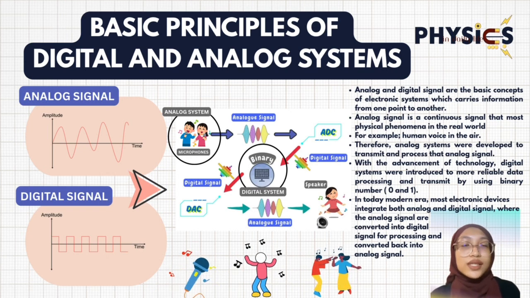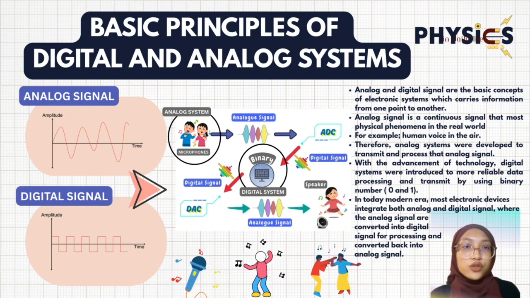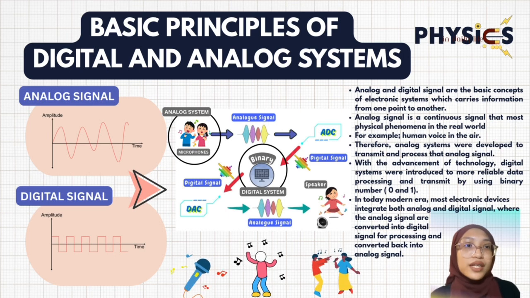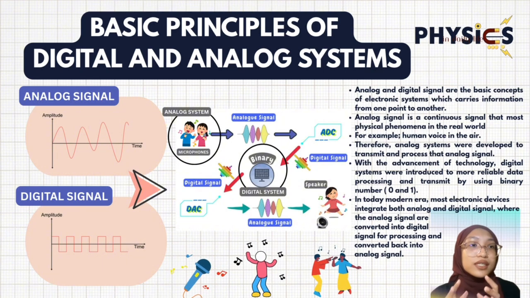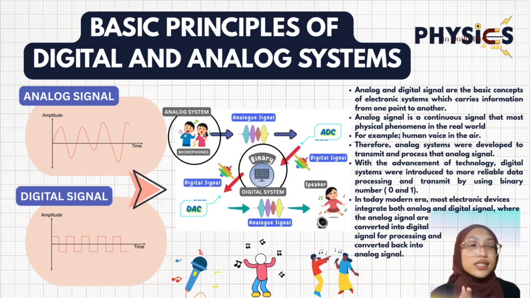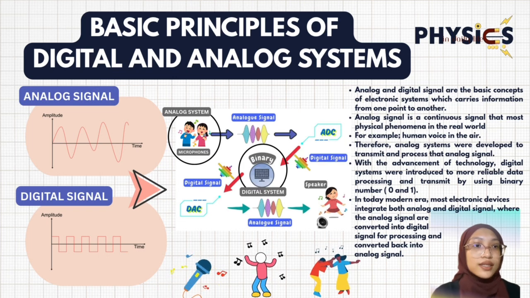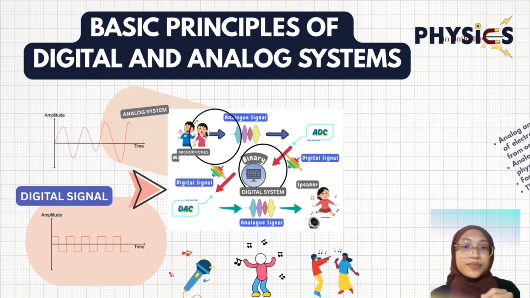Okay, next, with the advancement of technology, digital systems were introduced for more reliable data processing and transmission by using a binary number 0 and 1. In today's modern era, most electronic devices integrate both signals, which is analog and digital signals, where the analog signals are converted into digital signals for processing and converted back into an analog signal for an output.